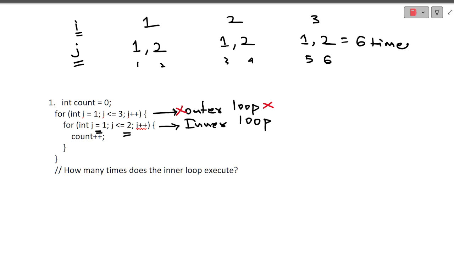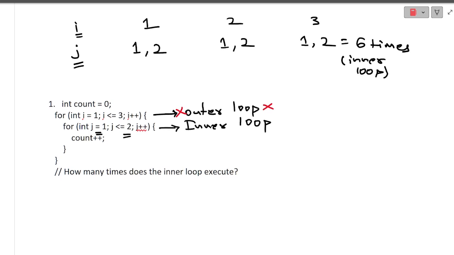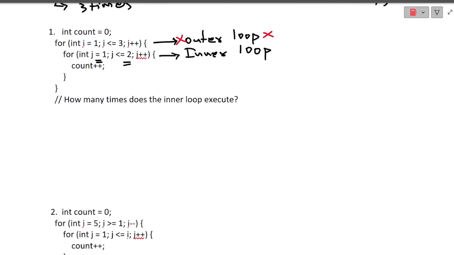So 6 times my j loop is working. Here my j loop is nothing but my inner loop. So my inner loop executes 6 times. And what about my outer loop? How many times does my outer loop execute? 3 times. Yes or no? Because here my outer loop is nothing but my i loop. Could you see? Okay. Now let us move to another question.